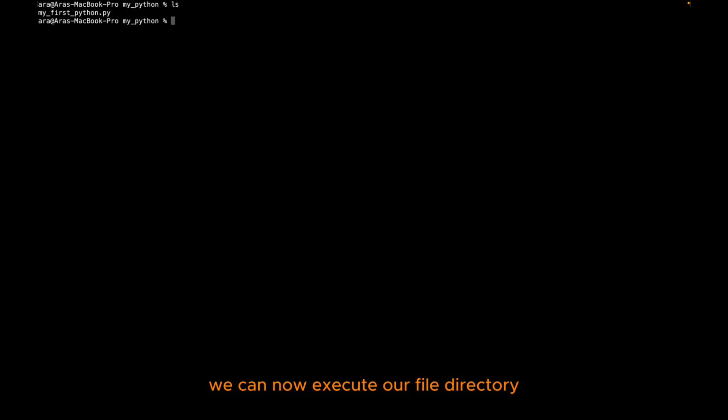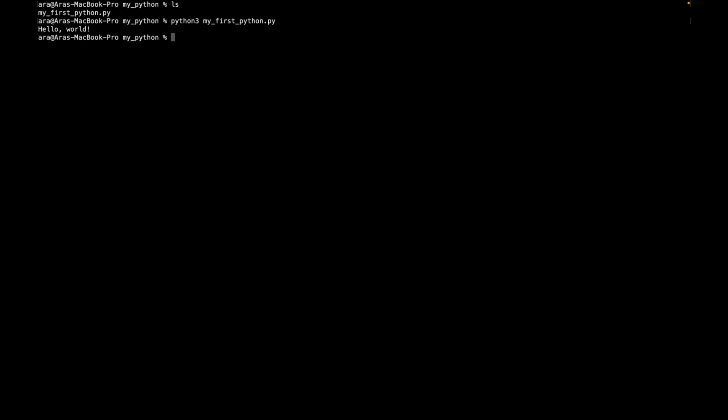We can now execute our file directly. Type the following command and press enter. python3 my_first_python.py. On Windows, you can usually just type python without the number 3, like this, or even shorter, py. After you press enter, you should see the following result appear in your terminal.